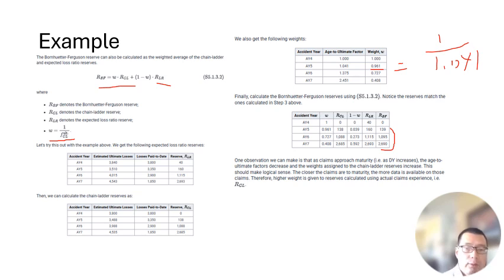So one observation we can make is that as claims approach maturity, the age to ultimate factors decrease, and the weight assigned to the chain ladder reserve increases. This should make logical sense. The closer the claims are to maturity, the more data is available on those claims. Therefore, a higher weight is given to the reserve calculated using the actual claim experience, that is R_CL.